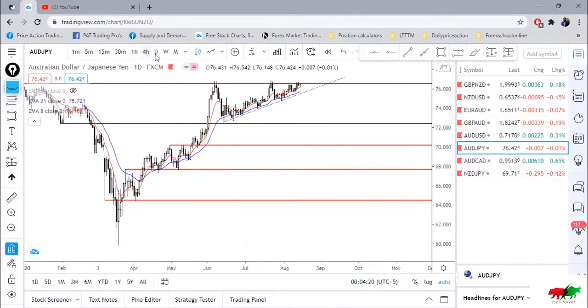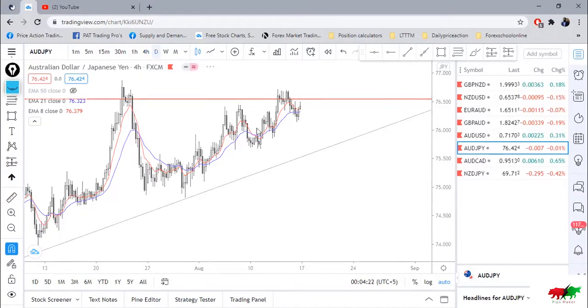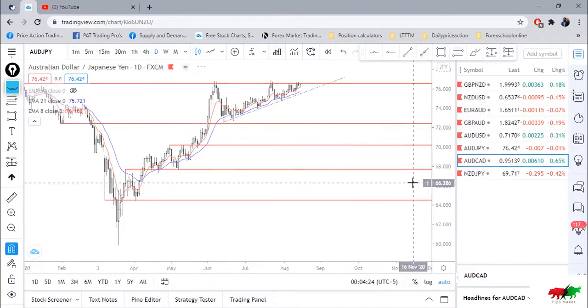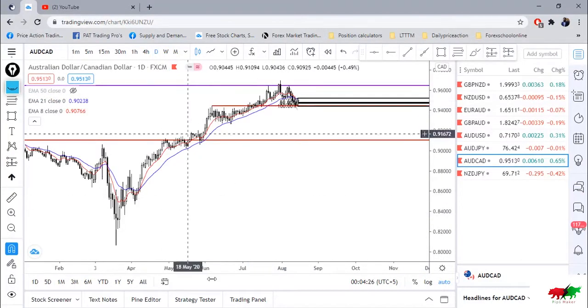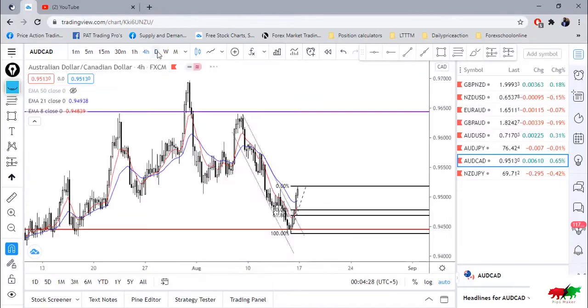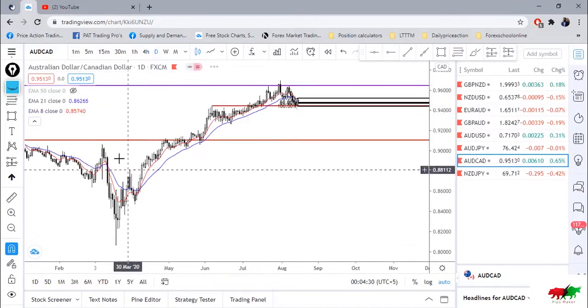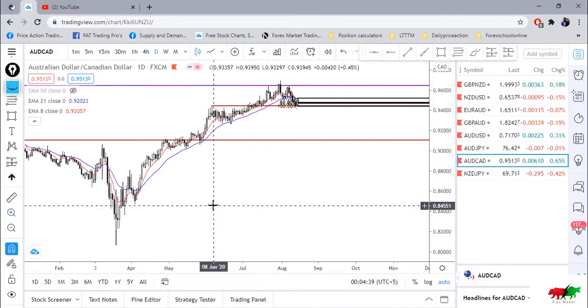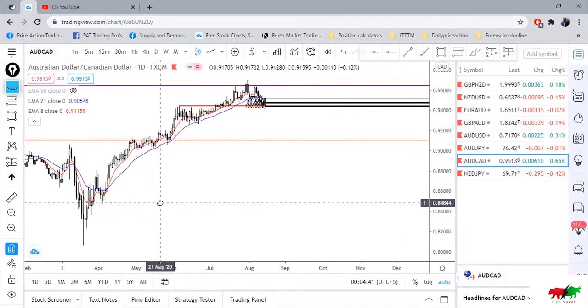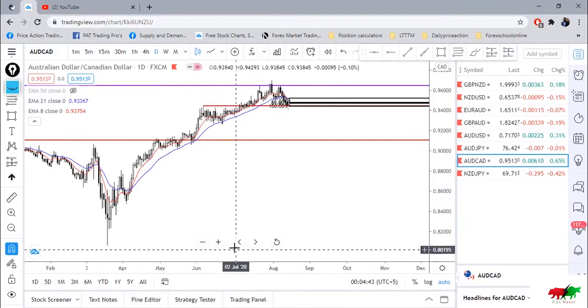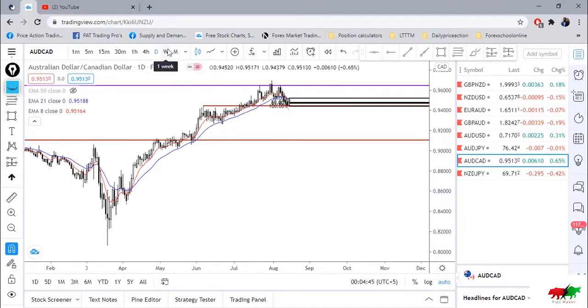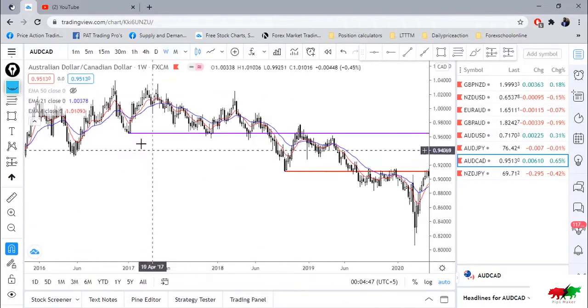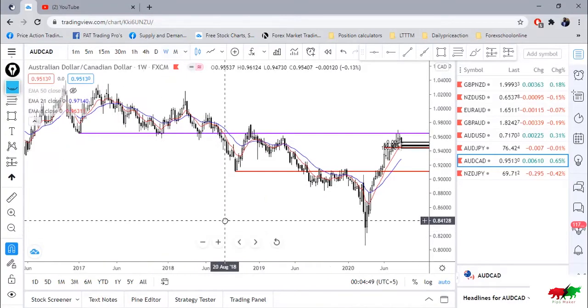If we go to the 4 hourly, is there anything? No. Okay, so next we have AUDCAD in our list. If we go to the 4 hourly, wait a minute, this is actually an SR flip here, and we can see that this market is in the uptrend. And if we go to the weekly, that purple level is a weekly level of SR flip as well.